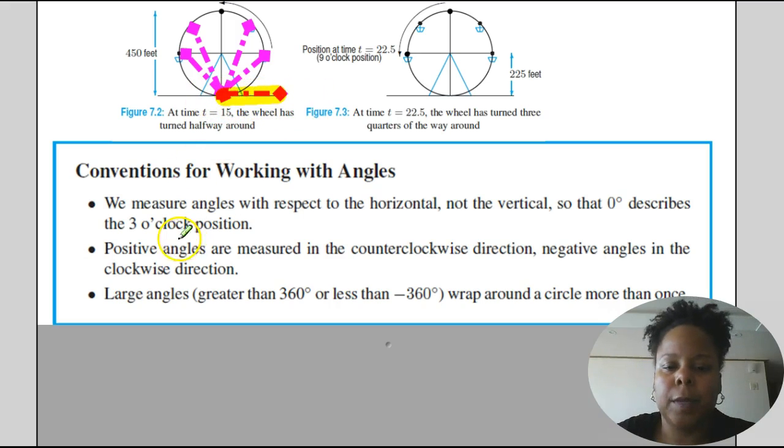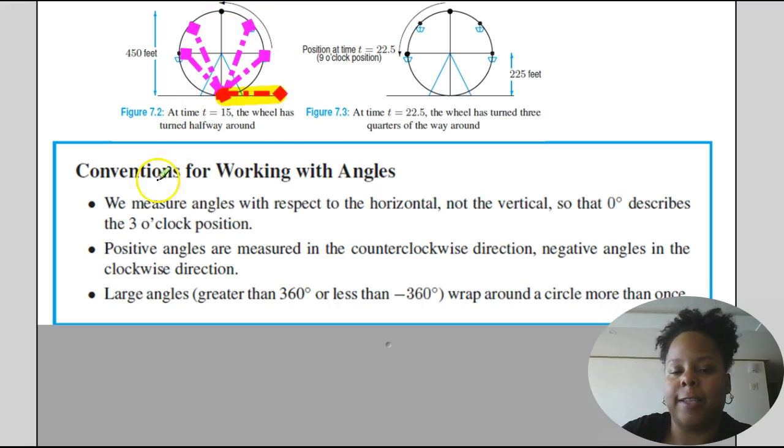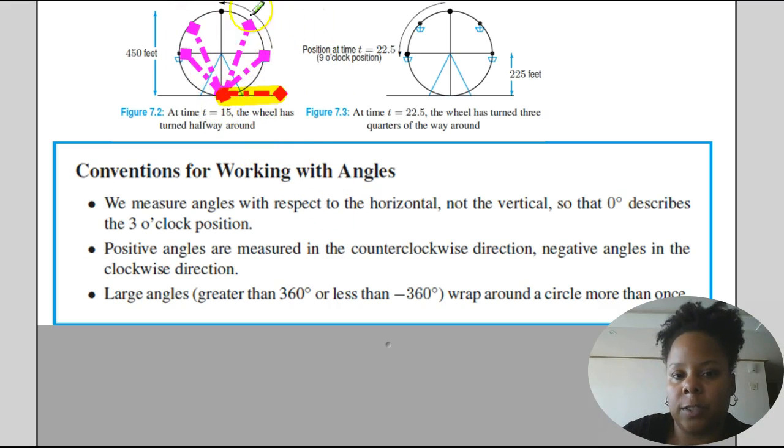Positive angles are measured in the counterclockwise direction, which means going not in the direction of a clock, going in the reverse order. If I go the direction of a clock, I'm making a negative angle rotation instead of a positive angle. And then larger angles, i.e. angles that are greater than 360, or angles that are less than negative 360, have wrapped around the circle more than once, because the total number of degrees in a circle is 360.